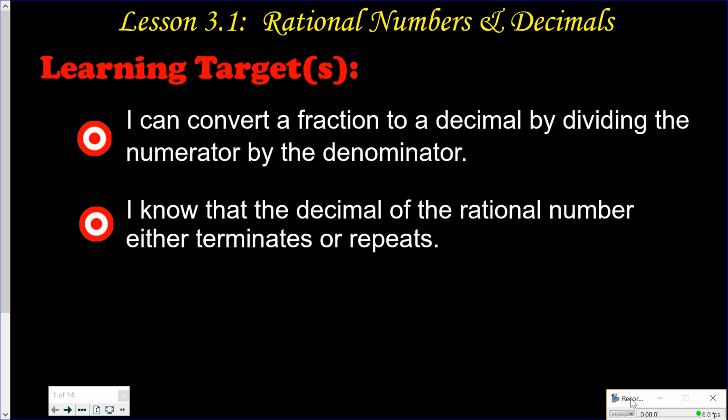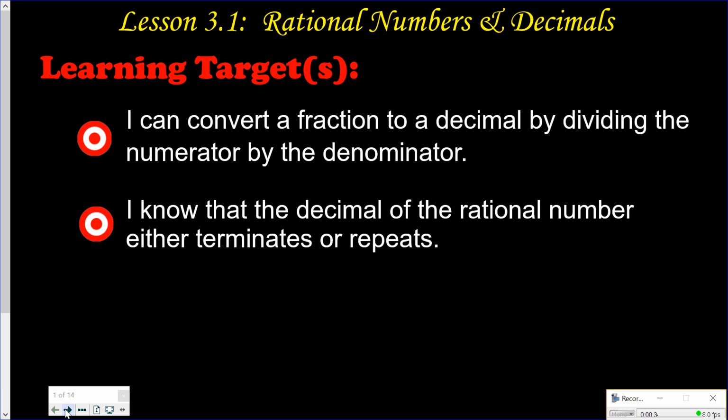All right, friends, we're going to go ahead and start with lesson 3.1, which is rational numbers and decimals. Our learning target for today is: I can convert a fraction to a decimal by dividing the numerator by the denominator. And our second I can statement for today is: I know that the decimal of a rational number either terminates or repeats.